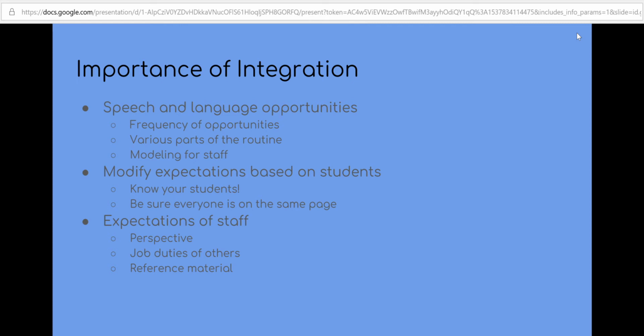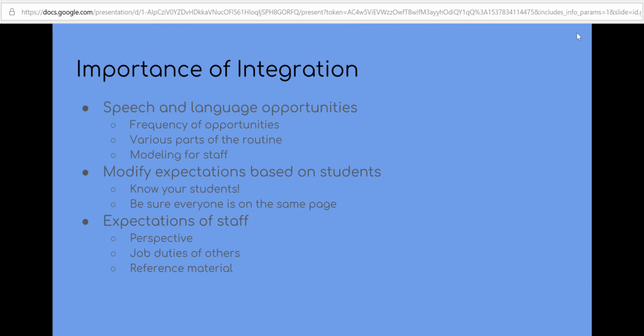It may be easy for us speech therapists to understand when and where we can encourage requesting skills, but it might not be as apparent for other staff working in the room. For this reason, it is important that we frequently model for staff in all parts of the routine the ways we would like for speech and language skills to be incorporated for our students.